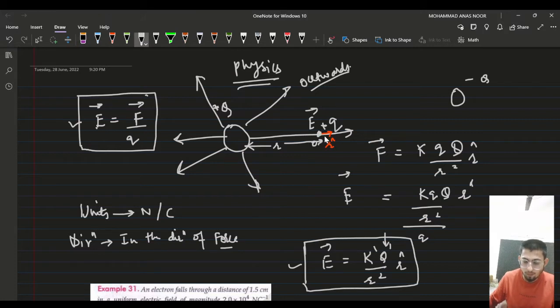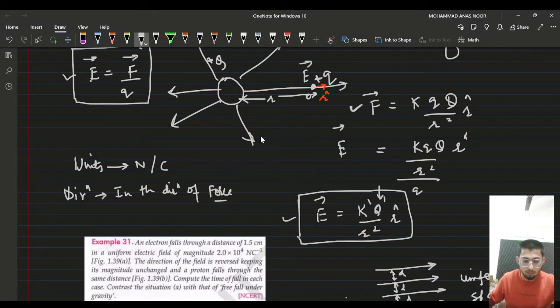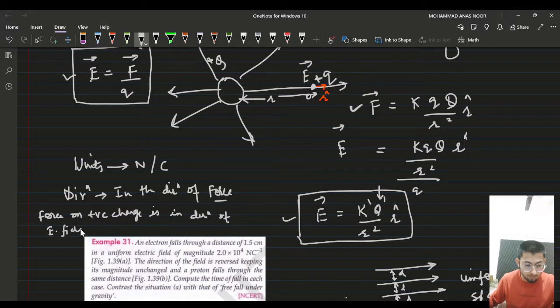So we put in a positive charge here, and I told you that the force on the positive charge will always be in the direction of electric field. This is a very important statement to remember. So the force on a positive charge is in the direction of electric field.